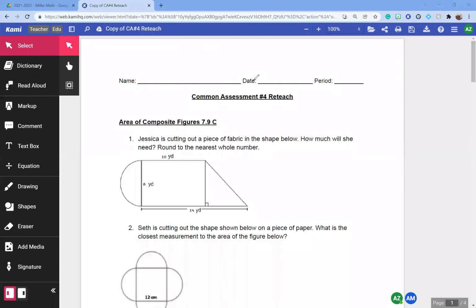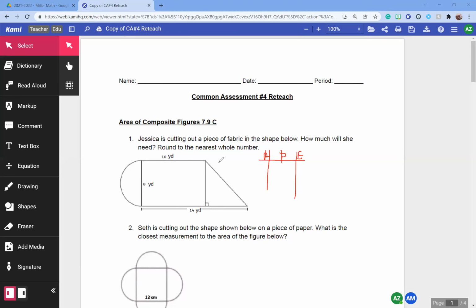The first one here says, Jessica's cutting out a piece of fabric in the shape below. How much will she need? Round to the nearest whole number. Now, the first thing that we want to do is write down our AEPE. This is just to remember what steps it's asking us to do.